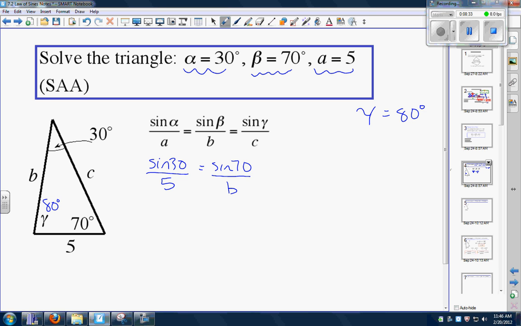Okay? And again, I don't want to put anything else in here because you're not doing 2 equal signs. You're just picking 2 of these 3 things to put together. Okay, so we get this guy here, and then it's all just math from there. So I'm basically going to multiply the B across, I'm going to multiply the 5 across and divide by sine of 30.